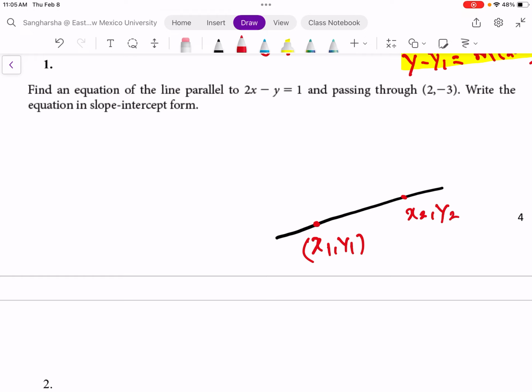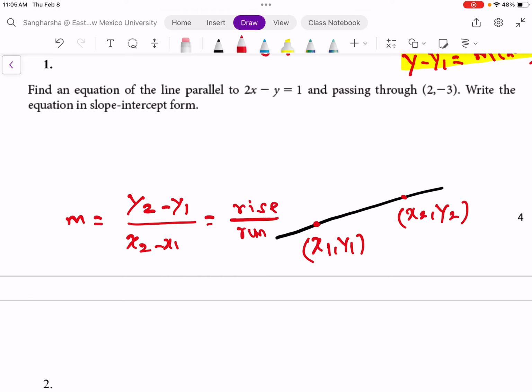So if we have two points on the line, then we can find the slope of the line. The slope of the line, which is m, is given by the difference of y coordinates, y2 minus y1, over the difference of x coordinates, x2 minus x1, or slope is rise over run. In order to find the slope, you must have at least two points.